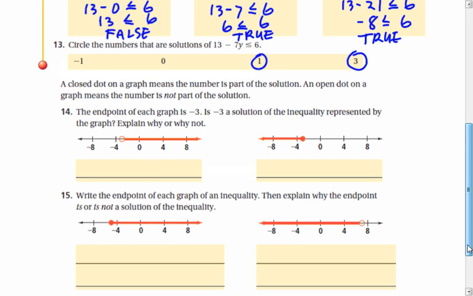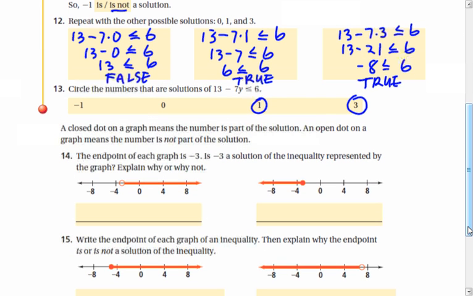All right. This is just some information you need to know, that when you're graphing these inequalities on a number line, a closed dot on a graph means the number is part of the solution, so the closed dot. And a closed dot looks like a dot with the inside filled in. An open dot on a number line means that the number is not part of the solution. And an open dot is just like that. So when you see an open dot, that means that whatever number is there is not part of the solution. And when it's a closed dot, that means it is part of the solution.